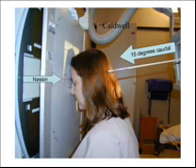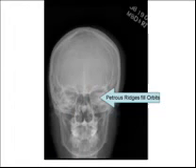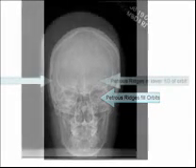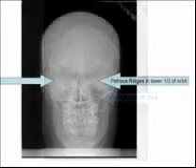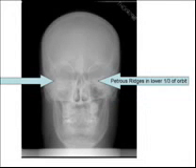Suspend respiration. For the PA skull, the petrous ridges should fill the orbit. For the Caldwell, with the 15-degree caudal angle, the petrous ridges should lie in the lower third of the orbit.